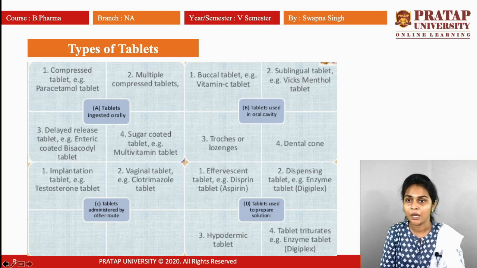Next is types of tablets. There are 4 classes of tablets. First is tablets ingested orally. Second, tablets used in the oral cavity.